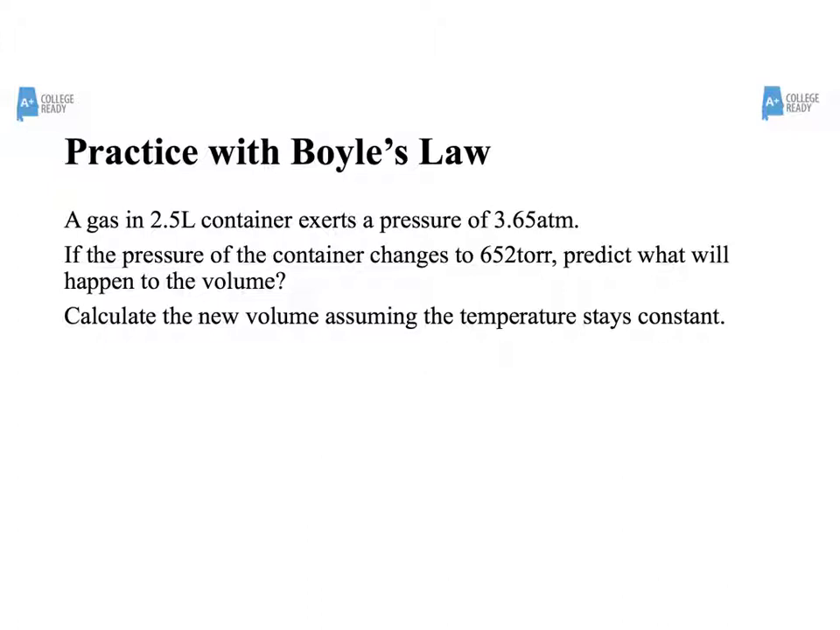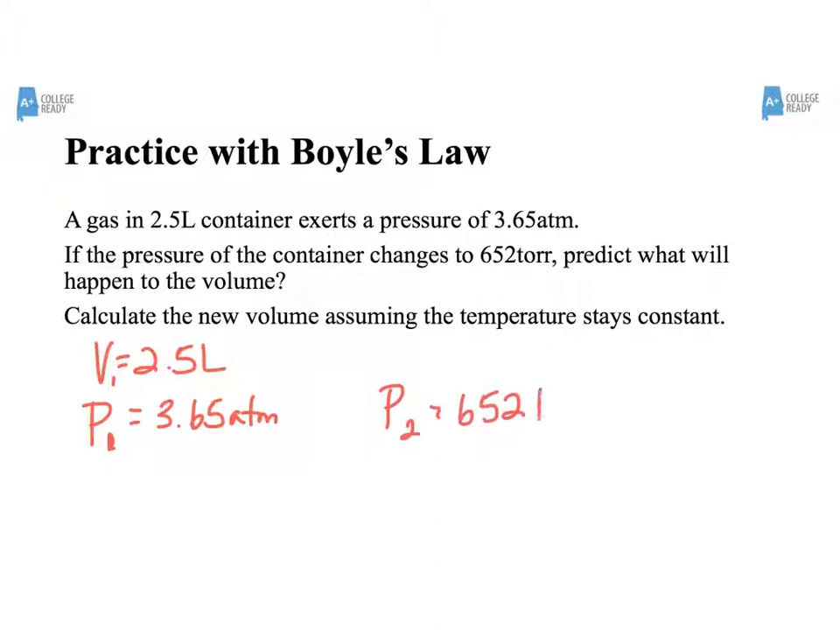So let's do it again. This time we're going to change the situation a little bit. So again, we're starting with a volume of 2.5 liters and a pressure equal to 3.65 ATM. And now we're going to change the pressure. So the pressure now is going to be 652 torr. And the question is, what's the new volume?